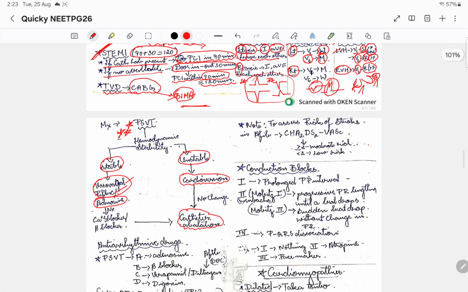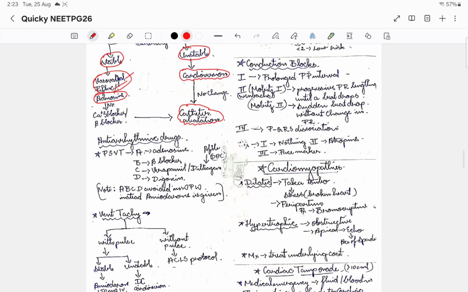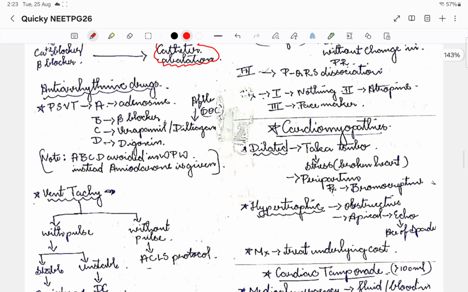So this is the basic management of PSVT. Okay, this is how we do. This is very important. This is what the previous year questions have been through. Then coming to the antiarrhythmic drugs, I told you how I chose adenosine and calcium channel blockers. So this is how we choose.